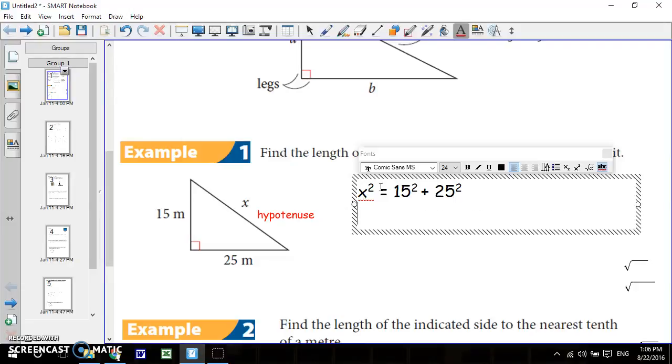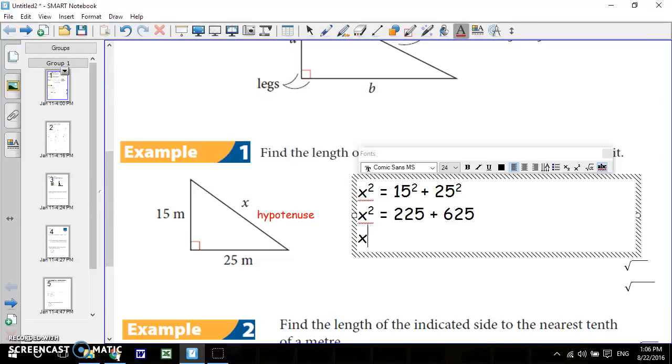Let's simplify this and try to find the value of x. So continuing, we may use a calculator to work out 15 squared, which will be 225, and 25 squared, which is 625. Continue to simplify. Add 225 to 625, and you will get 850.